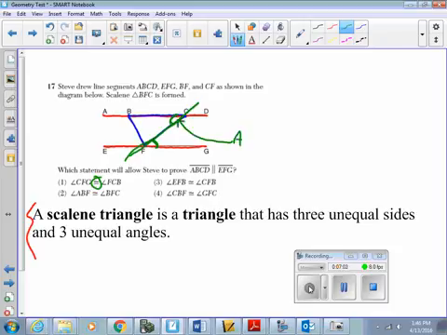So alternate interior angles. Right? Since they are congruent, that means these lines are parallel. So that is our answer right there. All right? Number 1 is our answer.